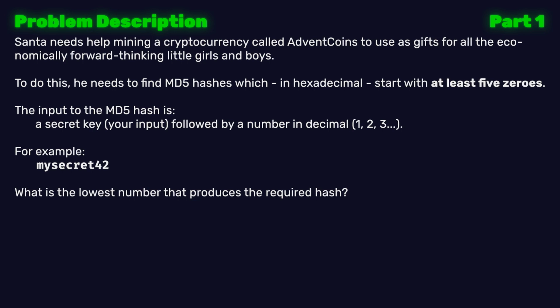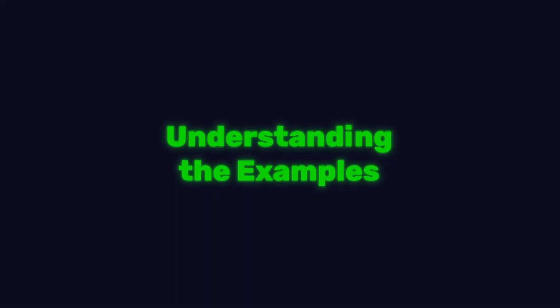The input to the MD5 hash is a secret key, which is your input followed by a number in decimal. For instance, 1, 2, or 3. An example could be the combination of a secret key, my secret, with the number 42 appended to it. Considering your key and all possible numbers, what is the lowest number that produces the required hash?